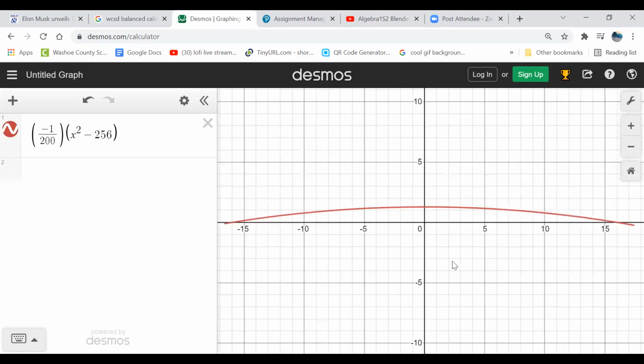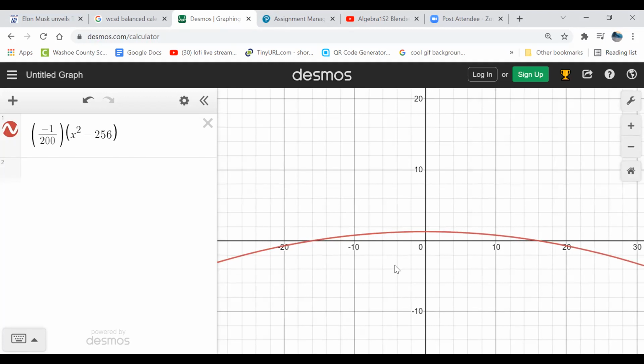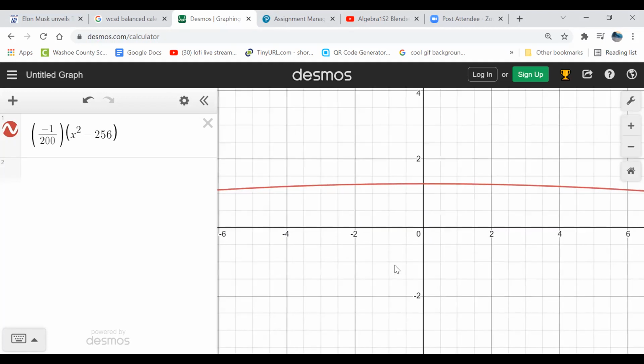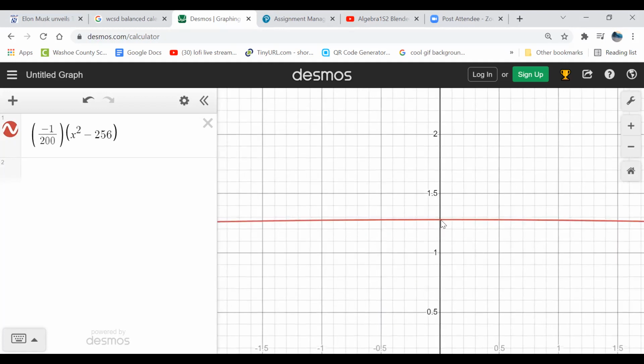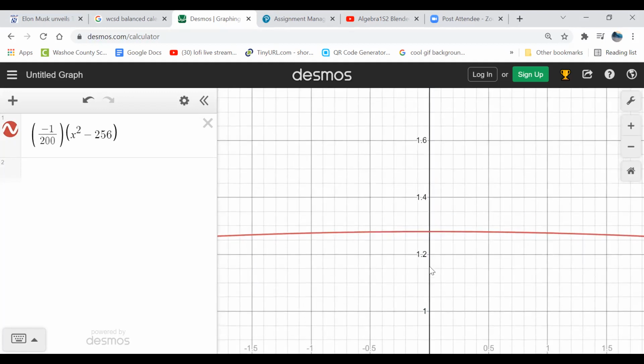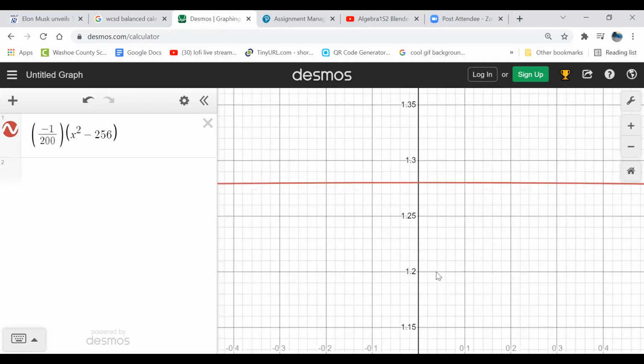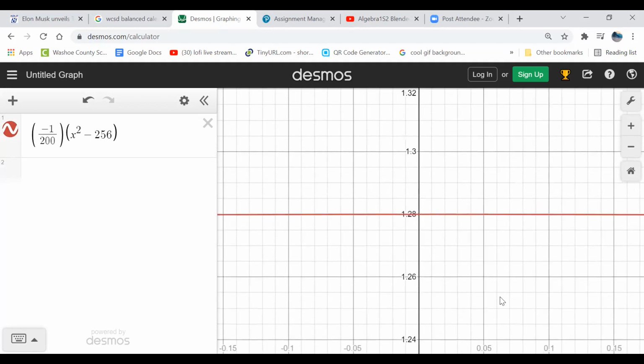So take a look. This is your graph, you guys. Where is the peak of this graph? Where is this graph at the highest point? Do you see how that point right there is the highest point of this graph?